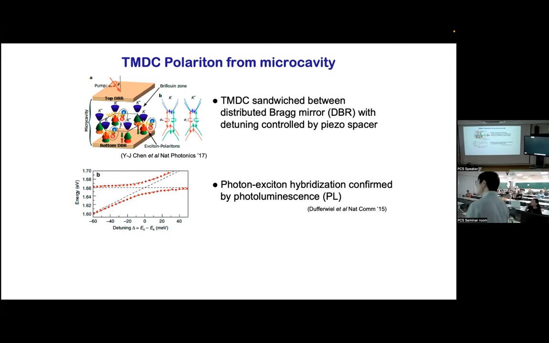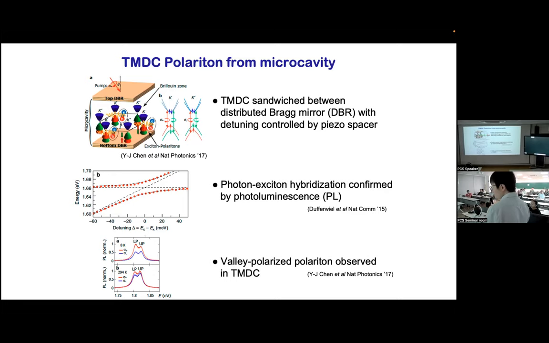People have actually checked out the photon-exciton hybridization in molybdenum disulfide for quite some time, and valley-polarized polaritons have also been studied in rather early years.